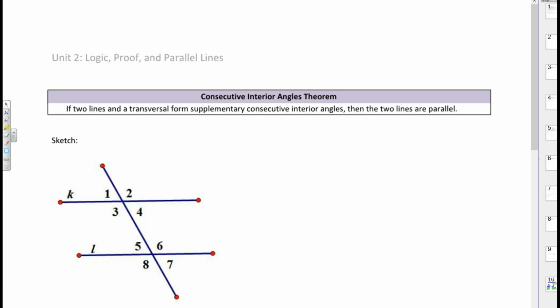All right, guys. Our last proof is the consecutive interior angle theorem.